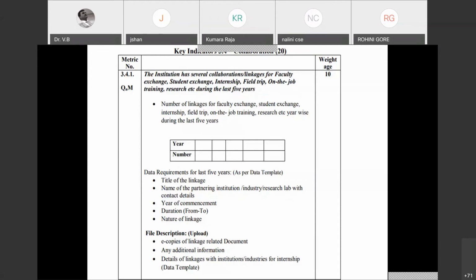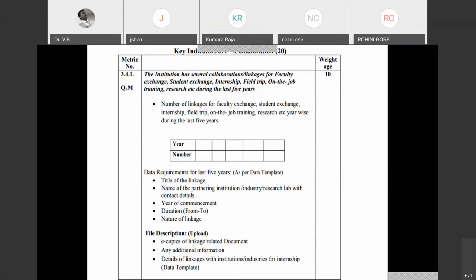Here you have to be very clear about under what category that particular activity falls. So the various categories that they have given are faculty exchange, student exchange, internship, field trip, on the job training, research. So these are various heads. In case you have any other heads also, that can be included. Only thing is that if you say you have a tie-up with another university or another institution for faculty exchange, then that would be considered as one. And under the same institution, under the same linkage, if you are sending students also, then you can consider that as two numbers, one for faculty exchange and one for student exchange.